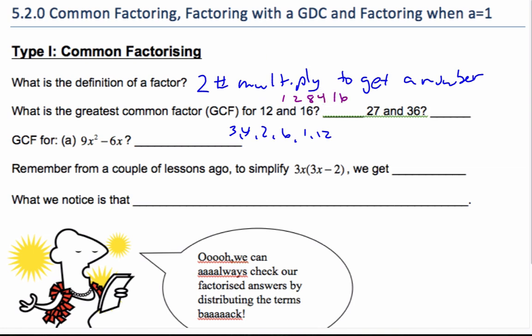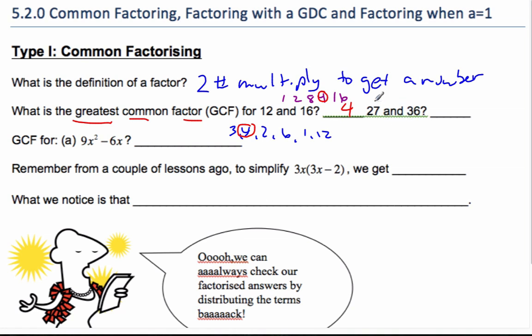And so if I'm looking for the greatest common factor, the GCF, the one that's largest in both, well, that's going to be 4 here. So the greatest common factor is 4. That's what we call the greatest common factor. It's common in both of these numbers.